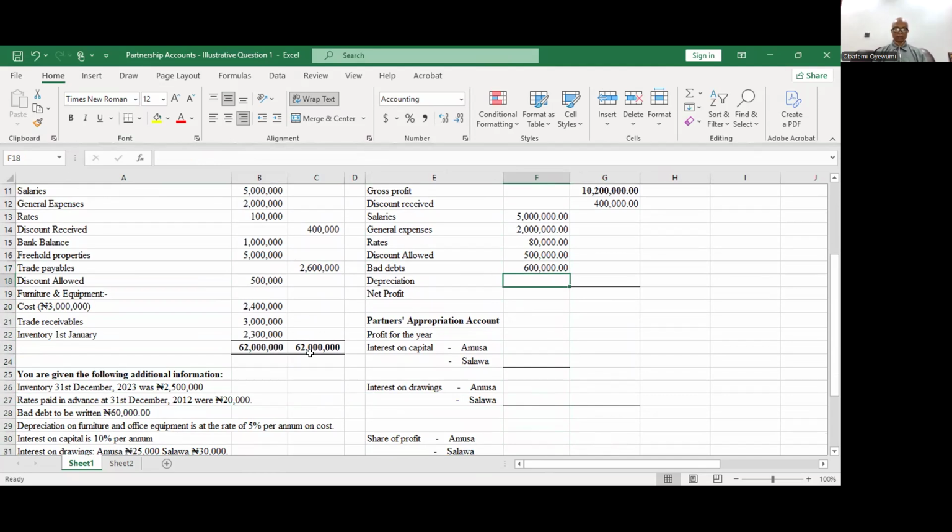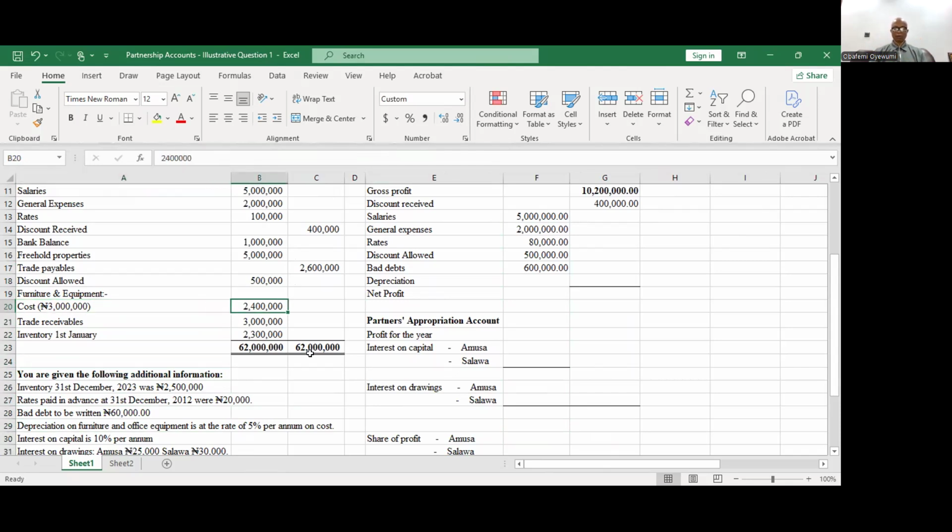Depreciation. How do we compute our depreciation? Now, I don't want you to be confused at all. If you look at our depreciation, it says depreciation on furniture and office equipment is at the rate of 5% per annum on cost. Now, if you look at this particular transaction, you can see that a cost element has been identified as 3 million, and then here is the net book value.